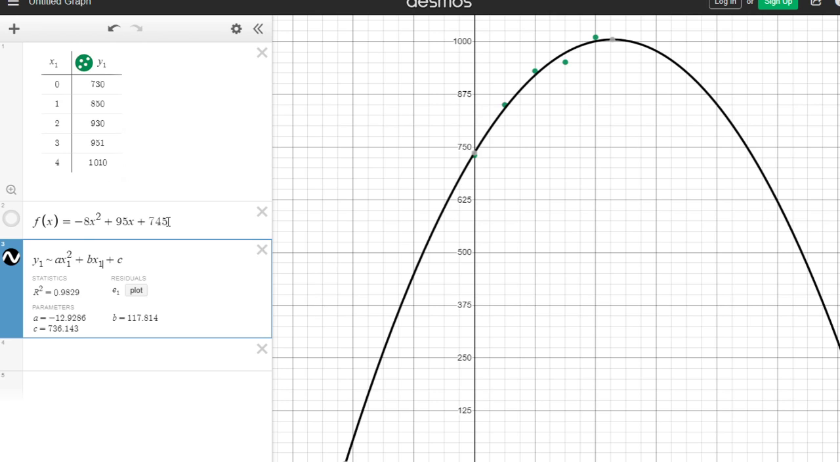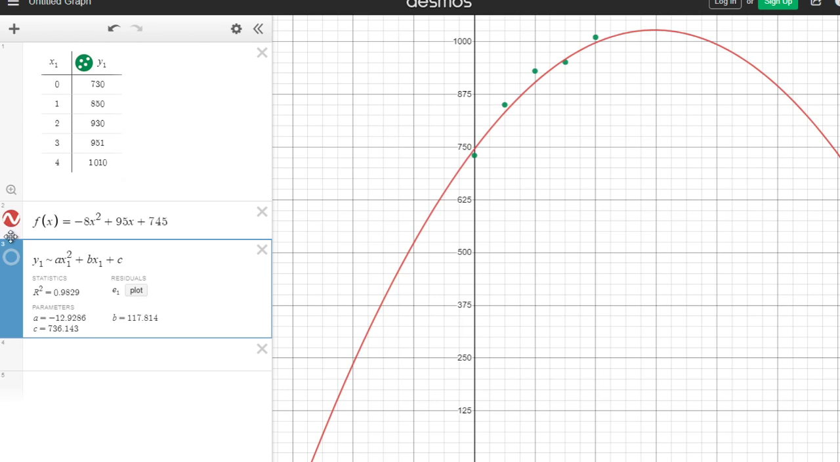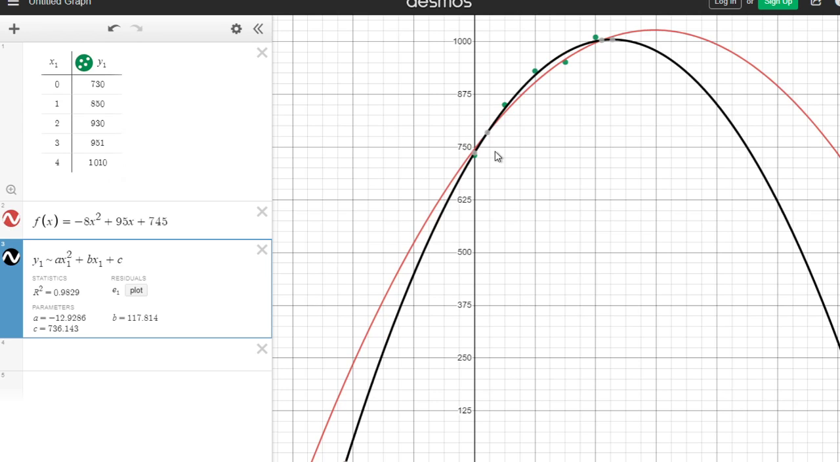So is Savvas finding the line of best fit? No. But we are seeing if this is going to produce a close enough fit. See how different those are? Ugh.